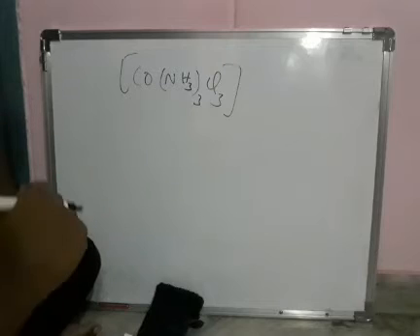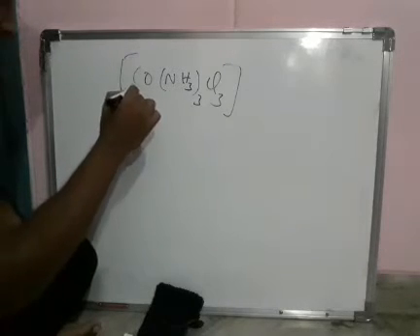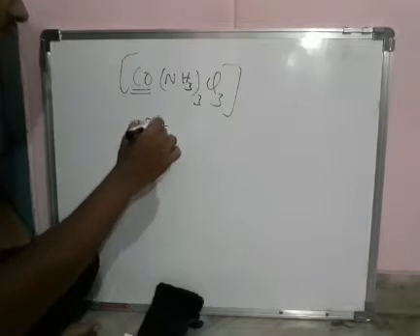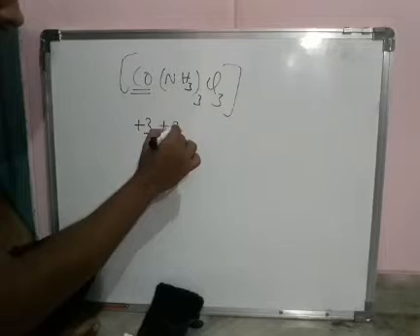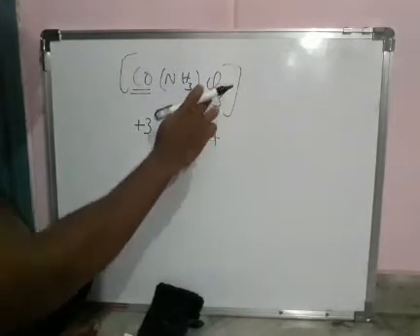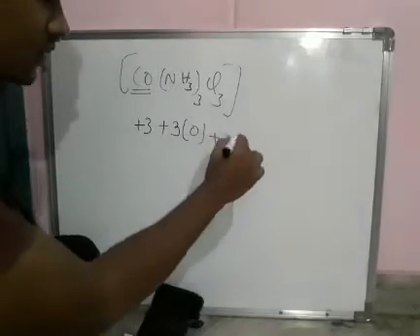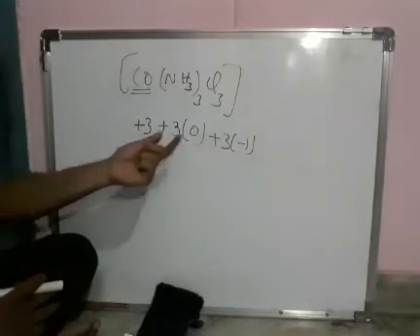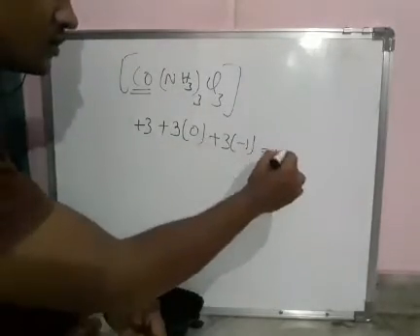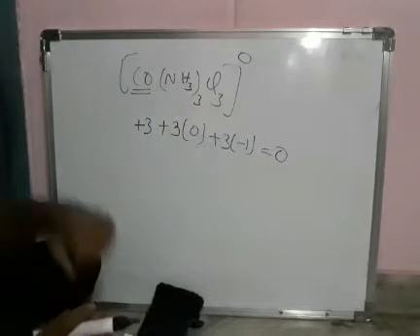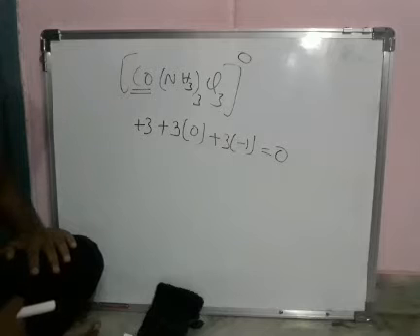Obviously it is a neutral coordination sphere. What is the charge on the central metal atom? It is +3, and NH3 is a neutral ligand, so 3 into 0. Chlorine is a negative ligand, 3 into -1. The total algebraic sum is +3 -3, so it becomes 0, so the coordination sphere charge is 0. Like that we can predict the charge on the coordination sphere. Now let us take some more examples.